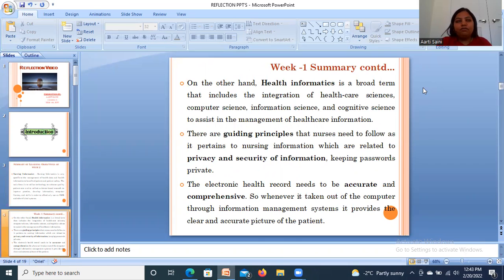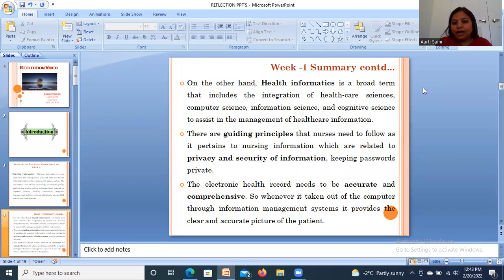And on the other hand, if we talk about health informatics, so health informatics is a broad term which includes the integration of the healthcare sciences, computer science, information science, and also the cognitive science to assist in the management of healthcare information. And this is the information technology. Health informatics is a broad term, whereas the nursing informatics mainly focuses on the patient care and the patient safety and maintaining the records for the benefit of the patient.